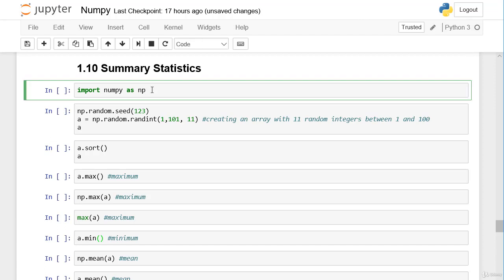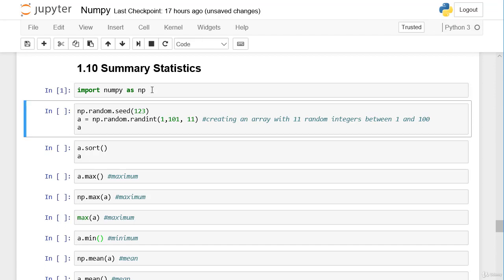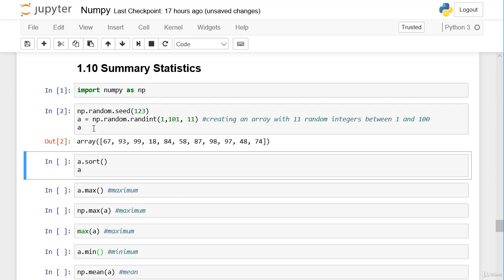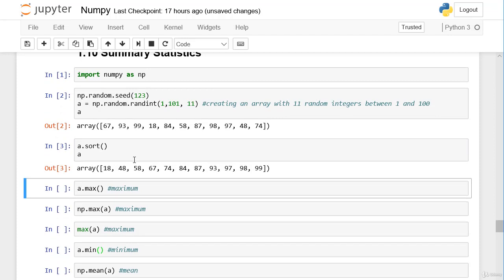So first of all, let's import NumPy. Then we create 11 random integers in the range 1 till 100, and assign the variable a. Then we sort a. There we can see the lowest number is 18, then 48, and the highest integer is 99.